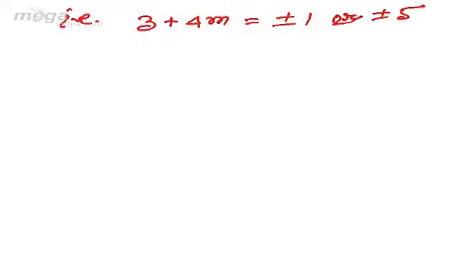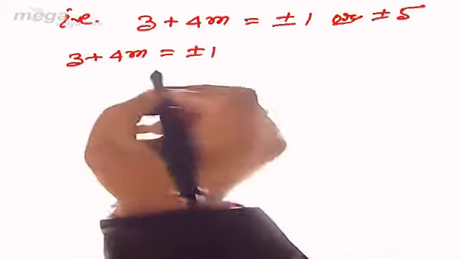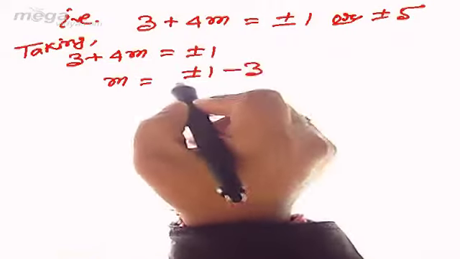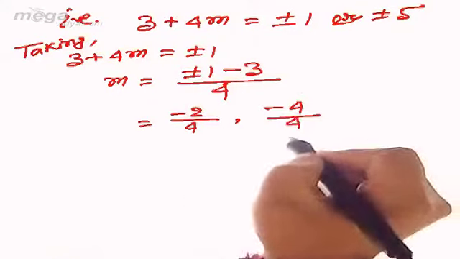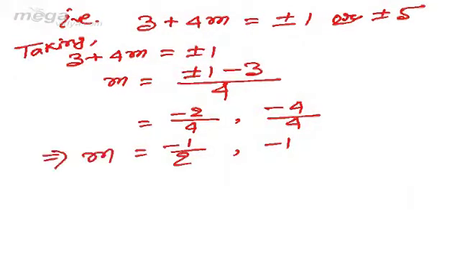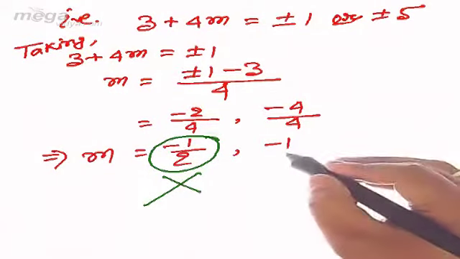Now by solving these two, we will find the value of m. If it is an integer, then it's okay. So when you consider 3 plus 4m is equal to plus minus 1, taking this, we will find out m is equal to plus minus 1 minus 3 divided by 4. It will be either minus 2 upon 4 or minus 4 upon 4. Minus 2 upon 4 is minus half. Minus 4 upon 4 is minus 1. So you will get two values of m in which the half is not an integer. So we just cancel it out. And this minus 1 is an integer.